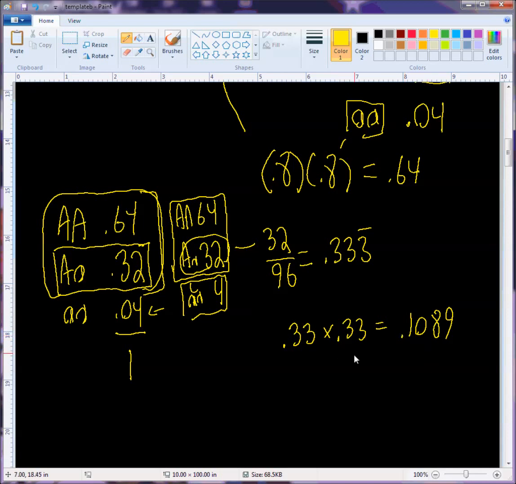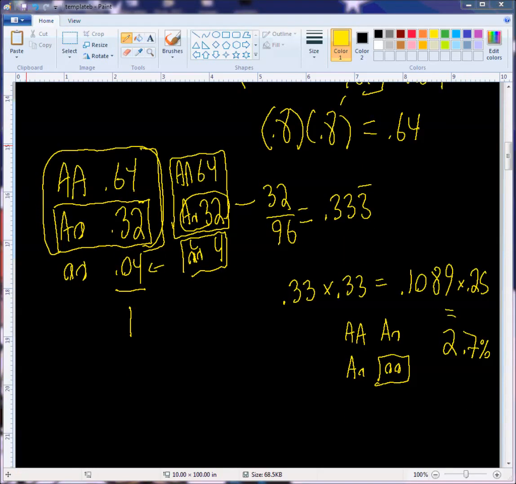Now, of all the progeny these people have, you can do our Punnett square, only 1/4 of them are going to be homozygous recessive. So we multiply that by 0.25, and we get our answer, which is approximately 2.7%. Okay, so that's the answer to 25.11.